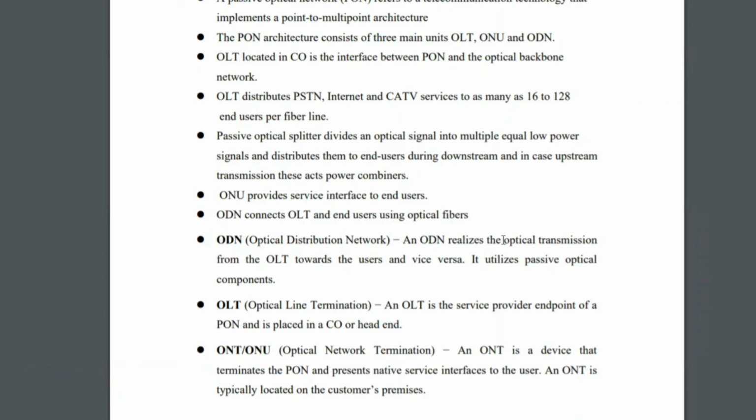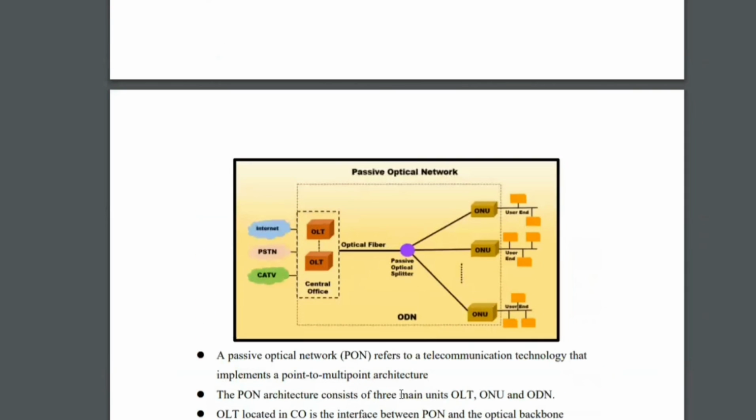The ODN realizes optical transmission from the OLT towards the user and vice versa, and it utilizes passive optical components. OLT, optical line termination: an OLT is the service provider endpoint of a PON and is located in a CO or head-end. ONU or ONT, optical network termination: an ONU is a device that terminates the PON and presents the native service interface to the user. An ONU is typically located on the customer premises.